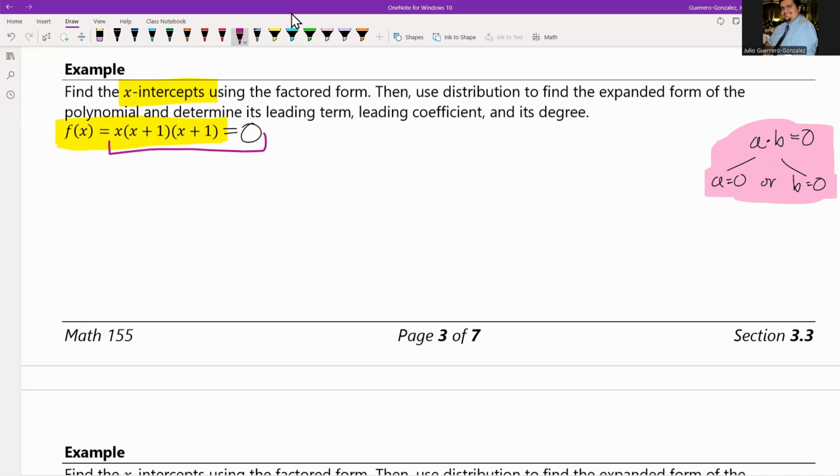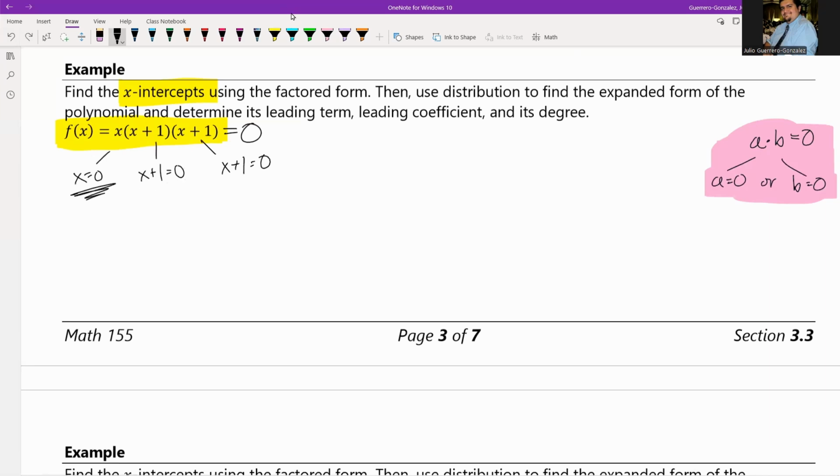Okay? That means one of these three things has got to be equal to 0. So we make all three of them equal to 0. You guys remember that? Hopefully. So that means this is the case. Either x is equal to 0, x plus 1 is equal to 0, or the very last one, even though we already did it, x plus 1 is equal to 0. Okay? This one's already solved, but the other two, those require solving.